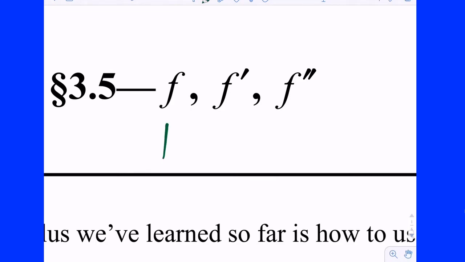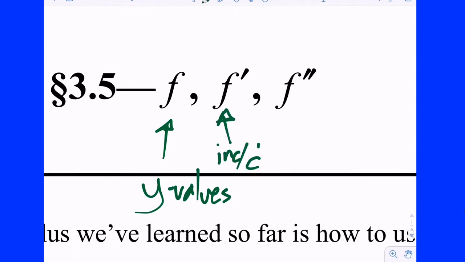Because F tells you what the y values are, so you know where you are vertically. F prime tells you if you're increasing or decreasing, whether those y values are going up or down on an interval. And F double prime, of course, tells you the concavity, the curvature. Is it concave up like a cup, concave down like a frown?